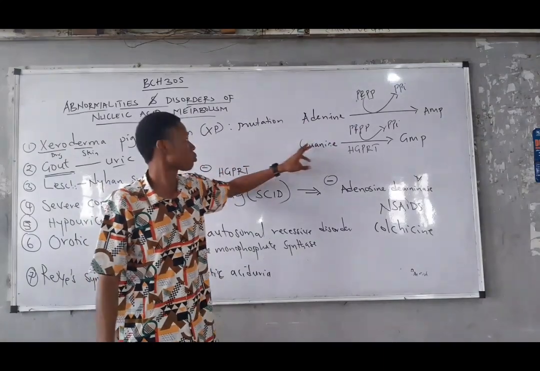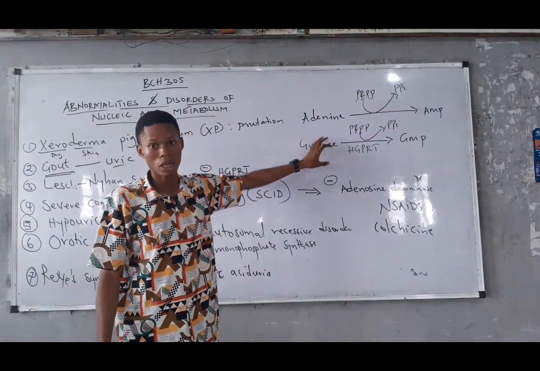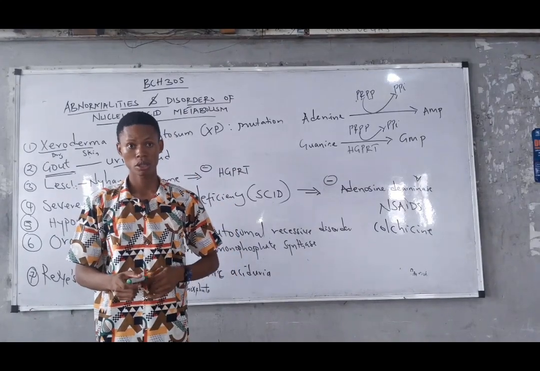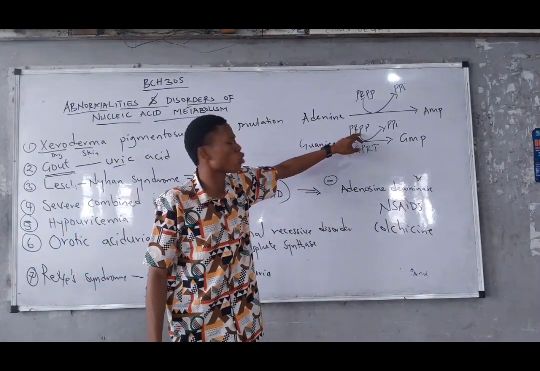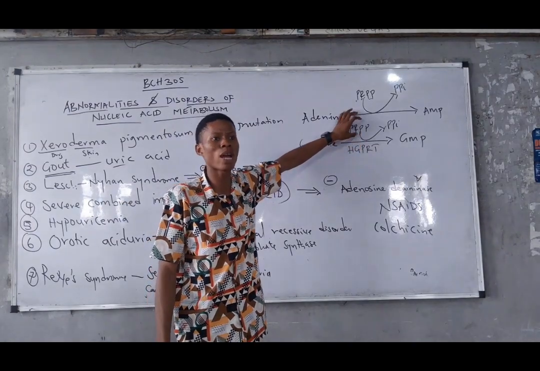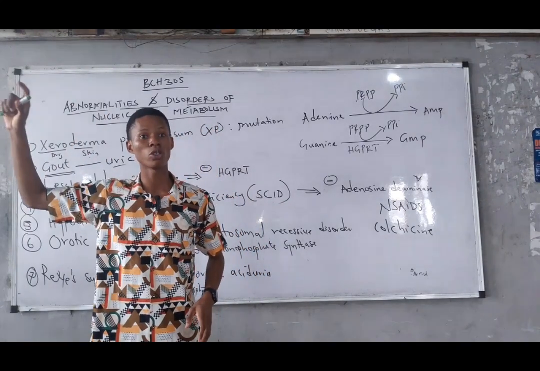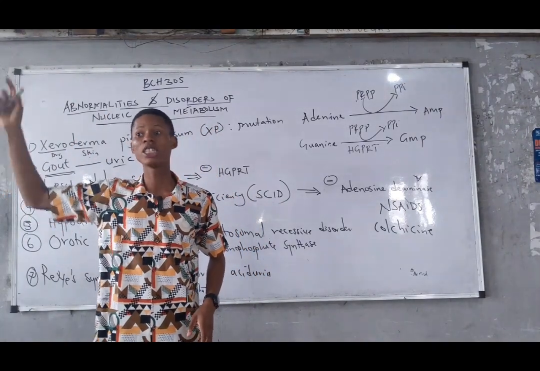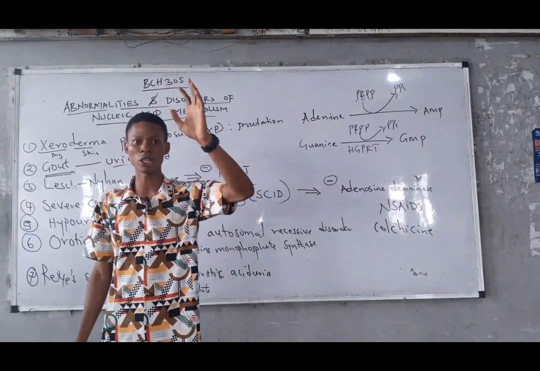All right, do you understand this? Another thing that can happen is what? Don't you think that phosphoribosyl pyrophosphate will also accumulate? And if phosphoribosyl pyrophosphate accumulates, it will lead to increased synthesis of nucleotides, right? Through the de novo pathway. Remember, the first step in de novo synthesis of purine is what?